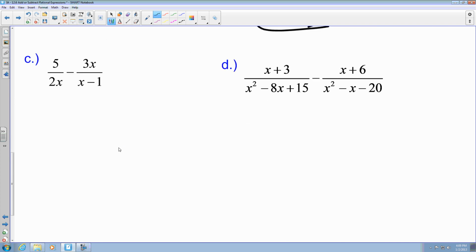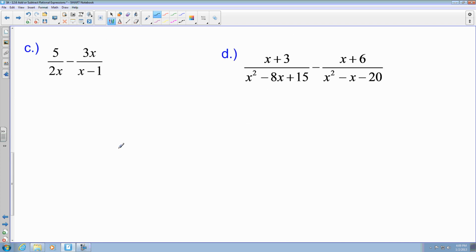Got two more. So, first off, I have 5 over 2x minus 3x over x minus 1. Now, in this case, I can't factor anything out, so all I'm going to do is take 2x and multiply it by x minus 1. Just multiply them together.